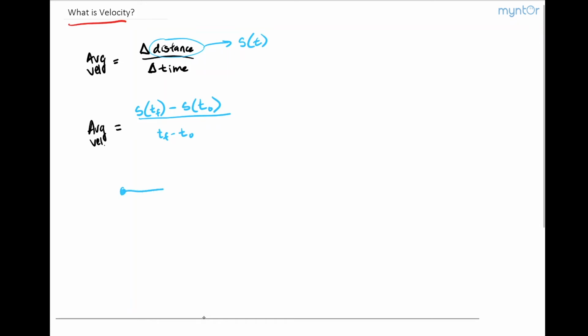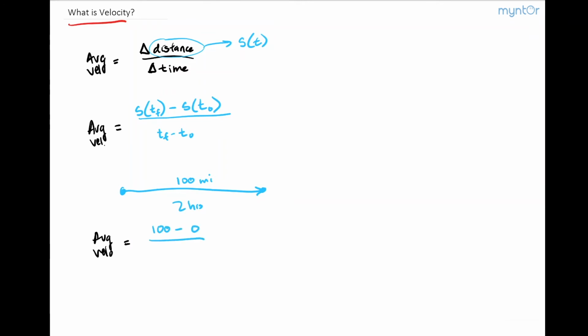So if I traveled 100 miles in 2 hours, you would say that my average velocity is equal to 100 minus 0 over 2 hours minus 0, which would be equal to 50 miles per hour.